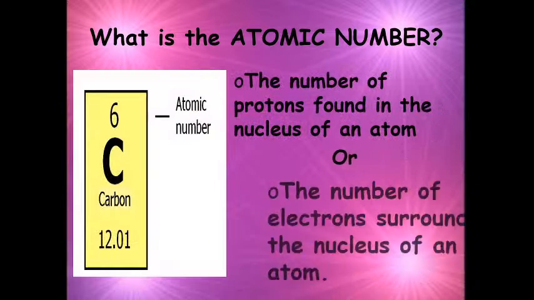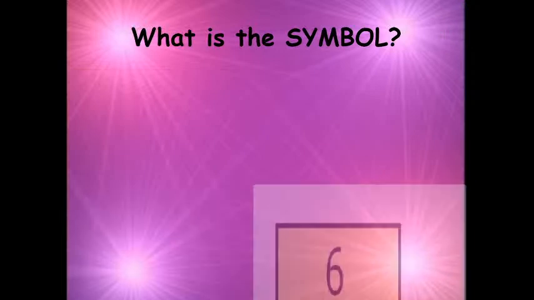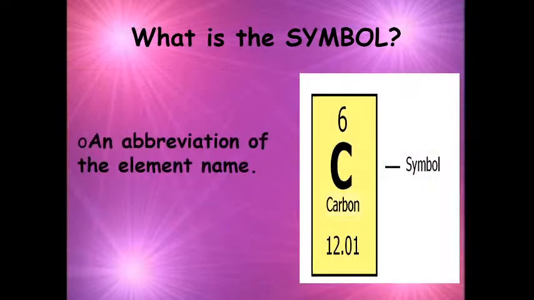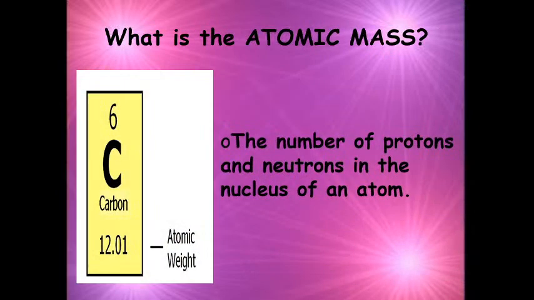We know that atomic number is the number of protons found in the nucleus of an atom or the number of electrons surrounding the nucleus of an atom. Okay, this we'll study in detail afterwards. And what is symbol? We have already studied. Symbol is what? It is the shortest abbreviation of the element name, right? Like carbon can be represented by C only. What is atomic mass? We can get the atomic mass from the total number of protons and neutrons which are present in the nucleus of an atom.